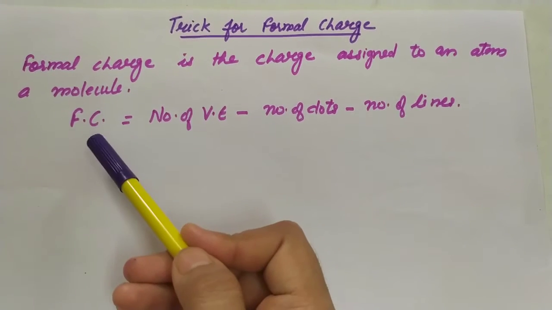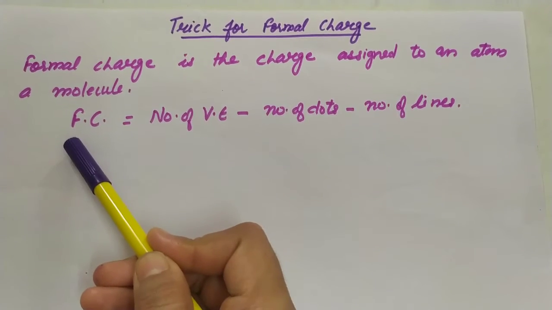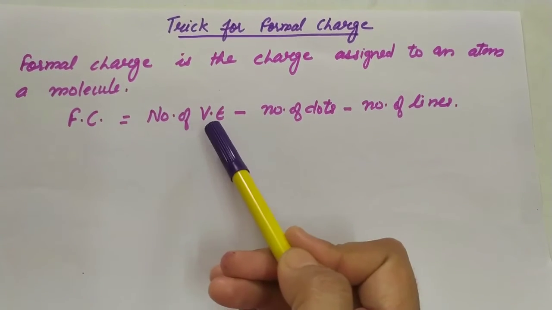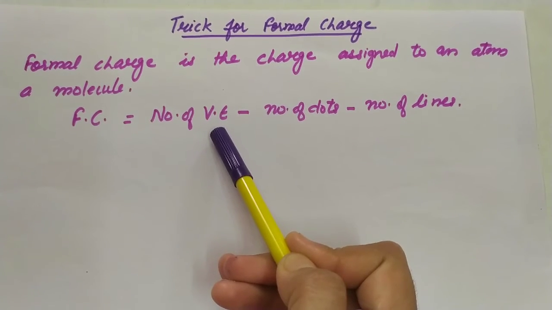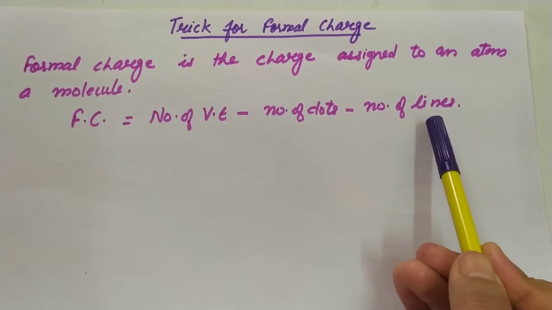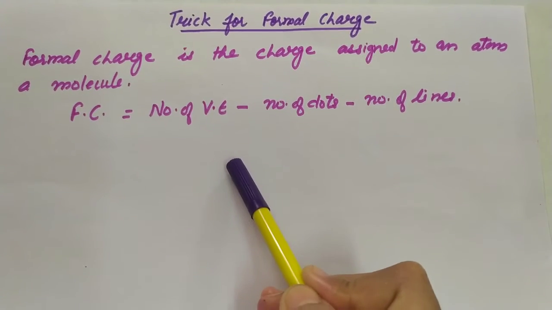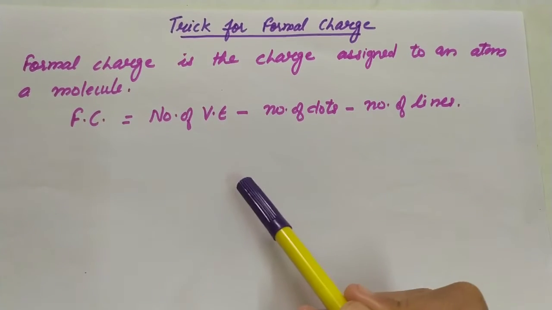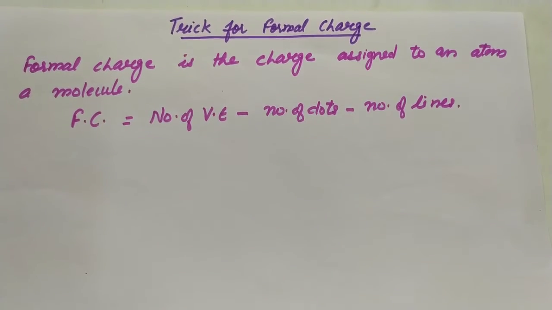Okay, the formula, the short trick for finding the formal charge, I am denoting formal charge as FC. So formal charge is equal to the number of valence electrons of the individual atom, minus the number of dots, minus the number of lines. Number of dots means the number of lone pairs present on the atom, and number of lines means single, double or triple bonds. This can be explained with the help of an example.